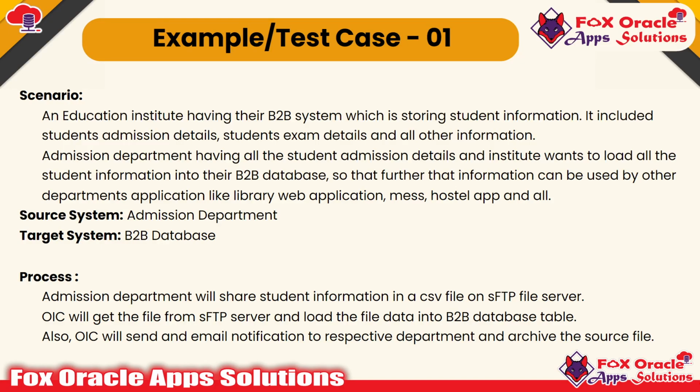In this case, you can see our source system is the admission department, where they take admission of a student, collect the information, and want to transfer that information to their B2B database. So how will it be processed? That's where OIC comes into the picture as a middleware application between the admission department services and the B2B database services. The admission department will share student information in a CSV file over a file server. OIC will get the file from the file server and load it into the B2B database table. OIC has the flexibility to connect with the file server and with the database. Once this is loaded, OIC will send an email notification to the respective department that all the student information has been loaded into the database table. After that, OIC will archive the file by moving it from the source directory to another directory. I will show you one simple example integration created for this example.